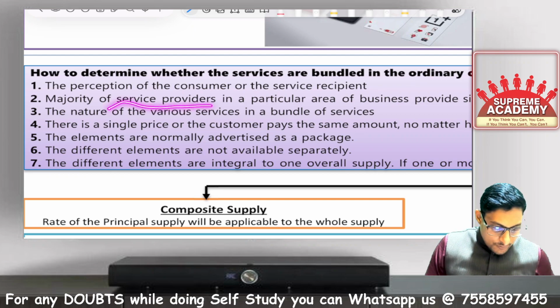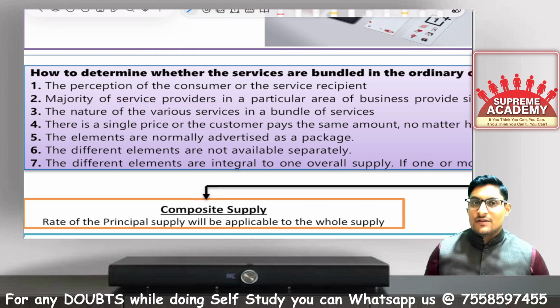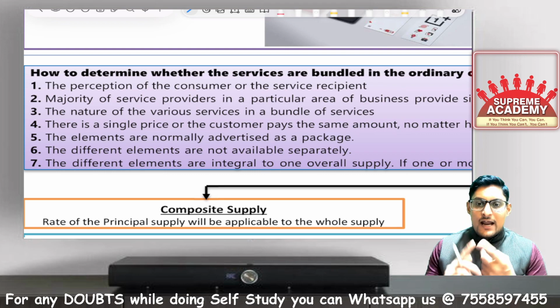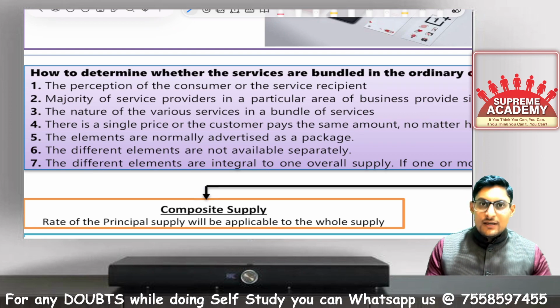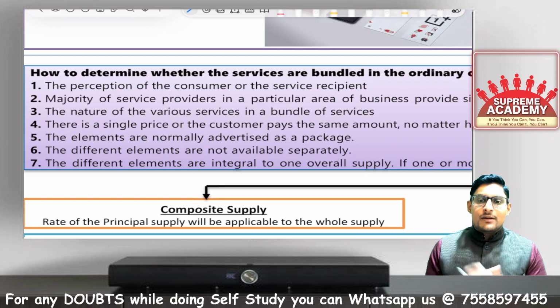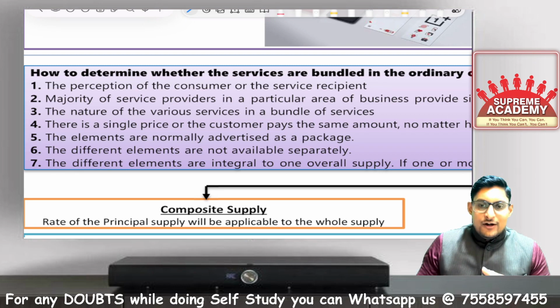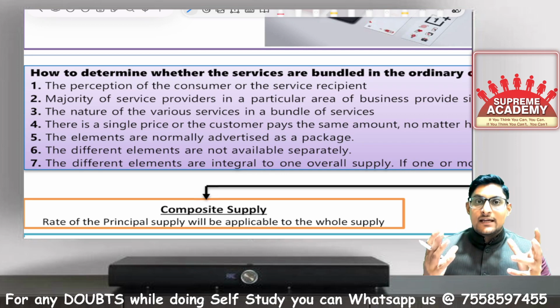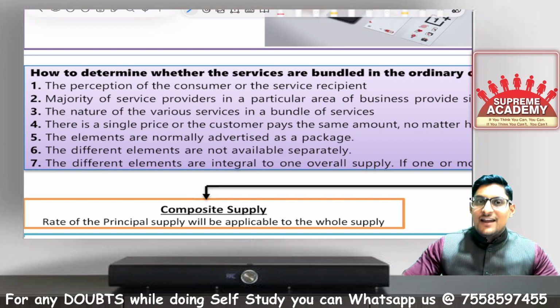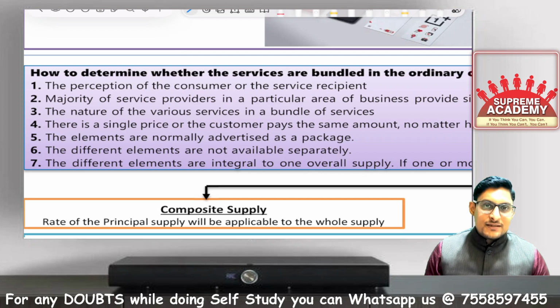Number two, the majority of service providers in a particular area of business provide a similar service. Say for example, you have three restaurants in your area. Restaurants number one and two provide mouth freshener while giving you the bill. But restaurant number 3 is not providing mouth freshener while giving you the bill. So which restaurant will you like? 1 and 2. You will avoid going to restaurant number 3. So restaurant number 3 is forced to think that the majority of the service providers in my area are providing the same service. So it means naturally bundled. I too have to provide the same service.